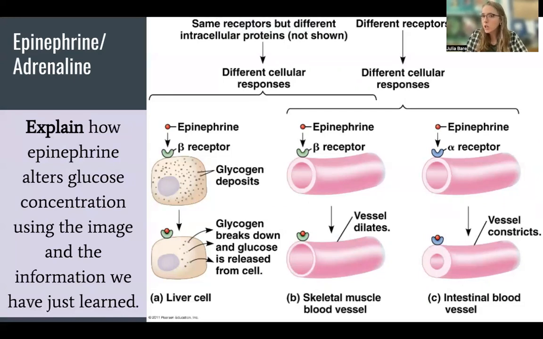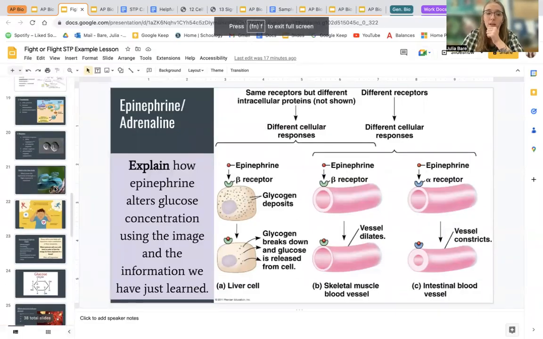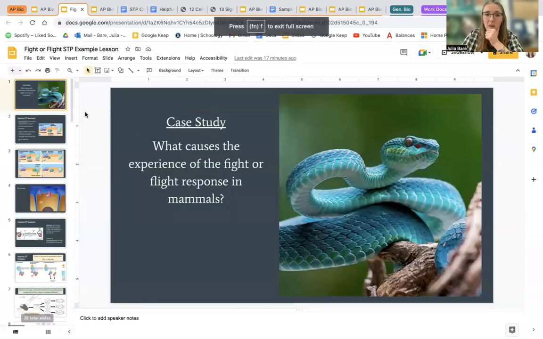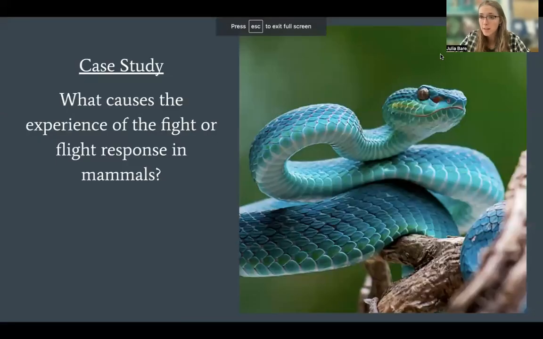And again, I encourage you to go back to these initial questions at the very beginning. What causes the experience of fight or flight response in mammals? And think about everything that we just saw and how we can see how all of those symptoms of the fight or flight response, increased heart rate, tremors, blood vessel dilation, we just saw how a signal transduction pathway can trigger all of those. So hopefully that was somewhat interesting to you.